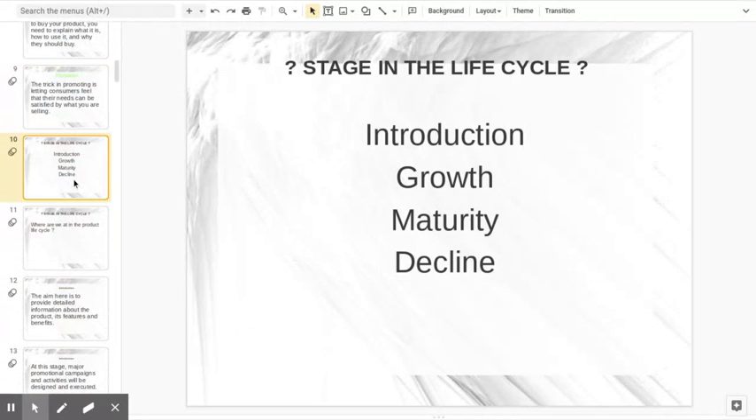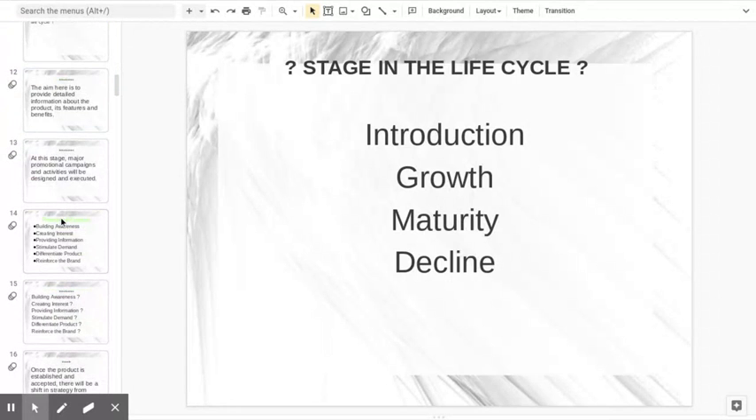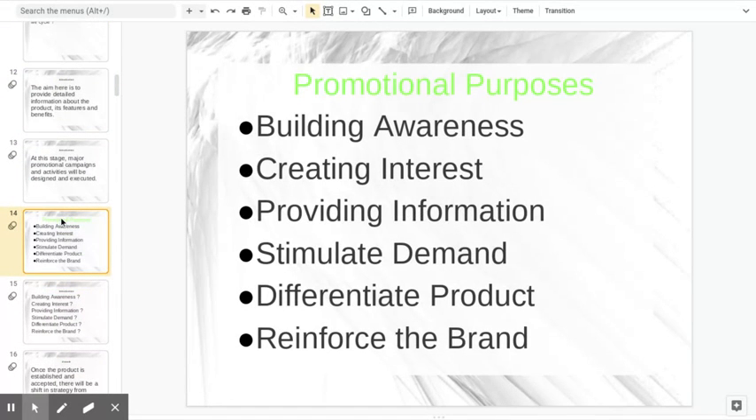We talked about that our promotion changes depending on where we're at in the product life cycle. We talked about that there are four: introduction, growth, maturity, and decline. 8.2, 8.3, 8.4, and 8.5: introduction, growth, maturity, and decline. And we talked about there being in each of those stages six main promotional purposes.